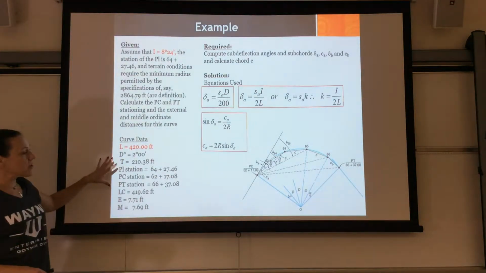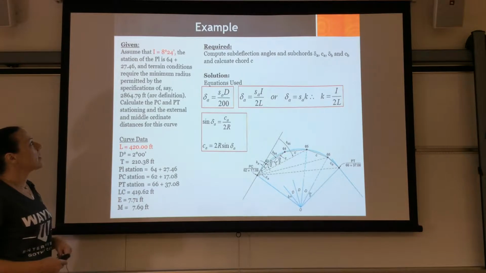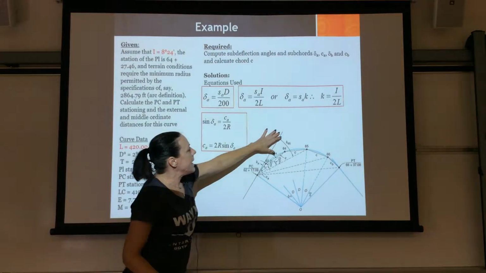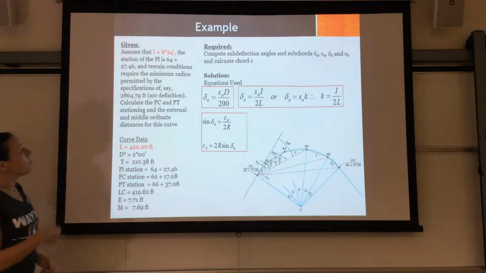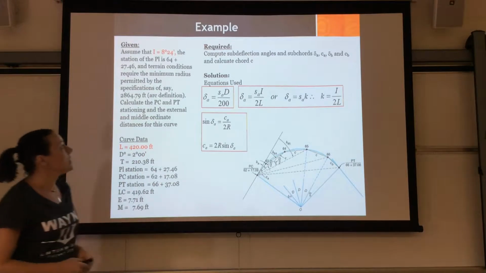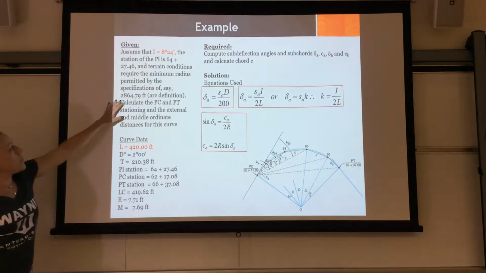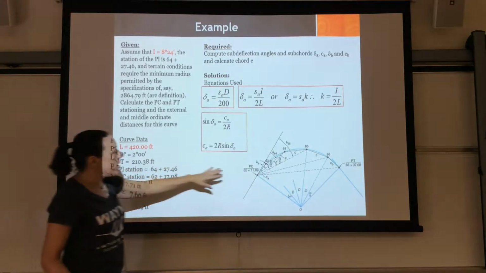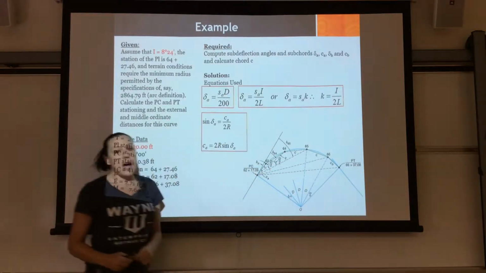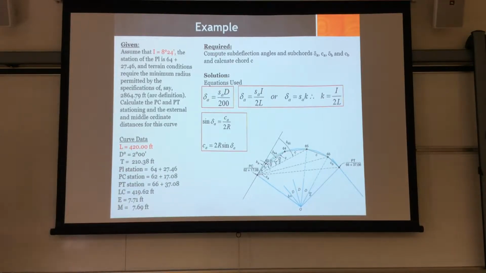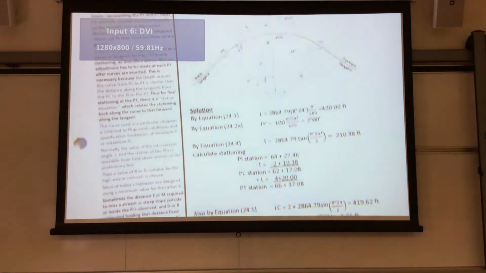Example. We started this example in the previous lecture. We had a horizontal curve with a PI at station 6427.46 and an intersection angle of 8 degrees 24 minutes with a radius of 2,864.79. We had to figure out our PC and PT stations, and here is the result of that curve data. If you don't remember that, or you need to review it, it's in the lecture notes.